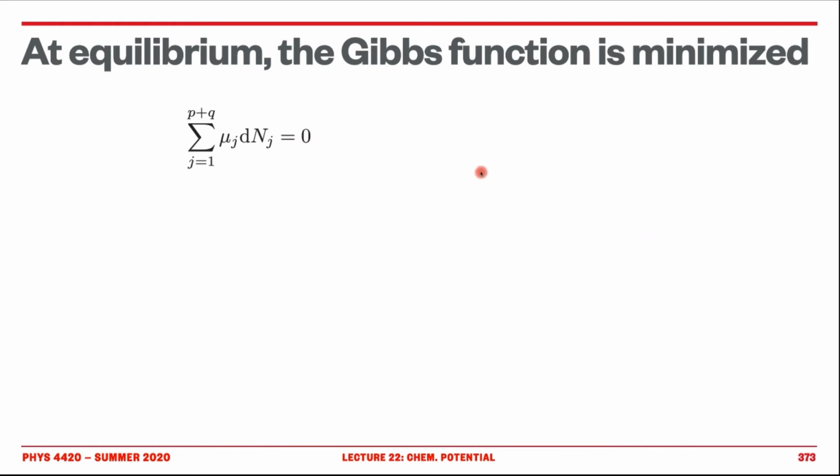So we know at equilibrium, if you remember, the Gibbs function is simply the sum of mu_J dN_J. You take all the particles, and this is why the sum goes from 1 to P+Q, so all products and reactants. You know that at equilibrium, the Gibbs function change dG is equal to 0. This is at constant pressure and temperature. So that's nice. This is an important result.